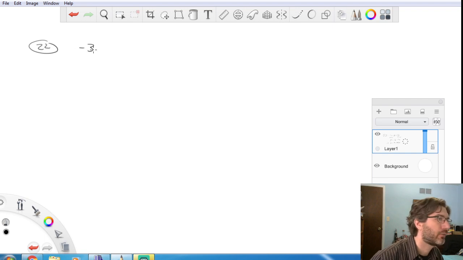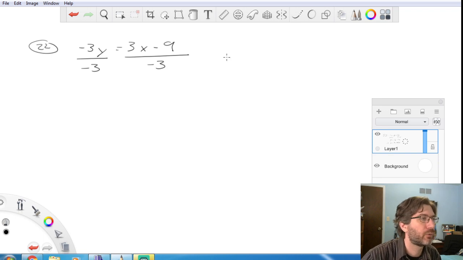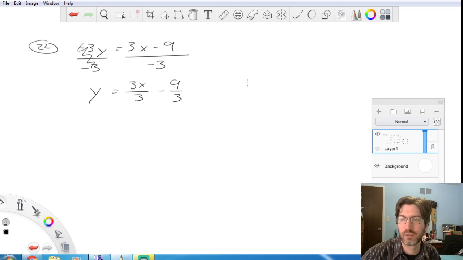So we have negative 3y equals 3x minus 9. We want to get y by itself. So here you're multiplying, so you want to divide by negative 3. But you're dividing the whole thing by negative 3, so be careful with that. This is going to cancel, leave you with y. If you want to look at this as 3x divided by 3 minus 9 divided by 3, you can. Just make sure you're dividing each term by the negative 3.